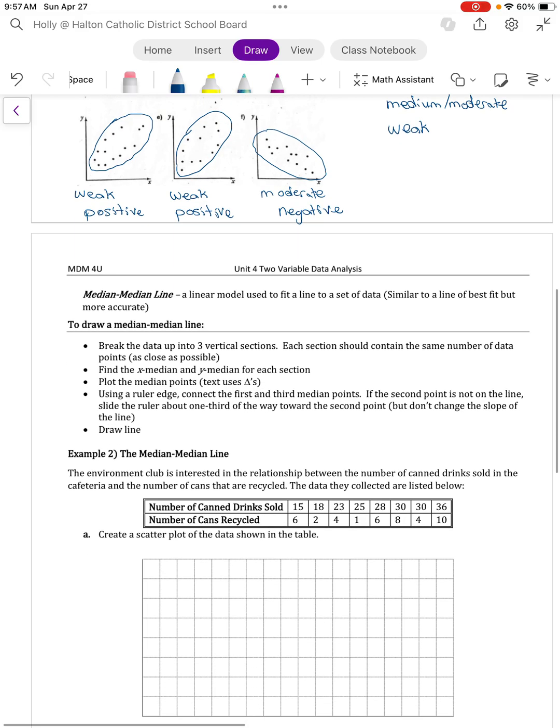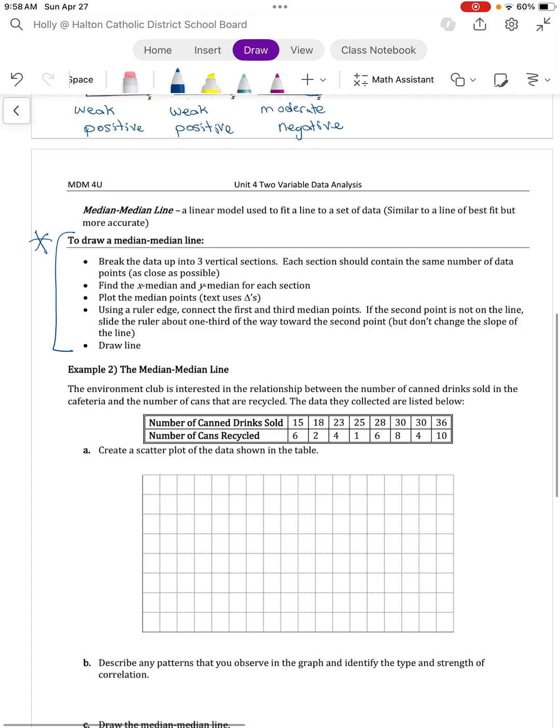So a median line, so we know what a line of best fit is, but a median line is a linear model used to fit a line to a set of data. So similar to a line of best fit, but it's more accurate because we're using calculations to determine where the points are. A line of best fit, we looked at the data, followed the trend, and drew a line through the points to follow the trend. Didn't have to go through all the points, but it kind of followed the trend that happened. Here we have to do some calculations, and we have some steps here. So this is important to follow. We'll go through the steps as we do this example below.